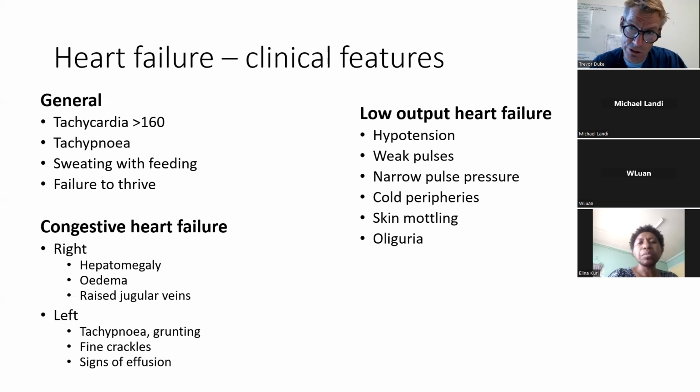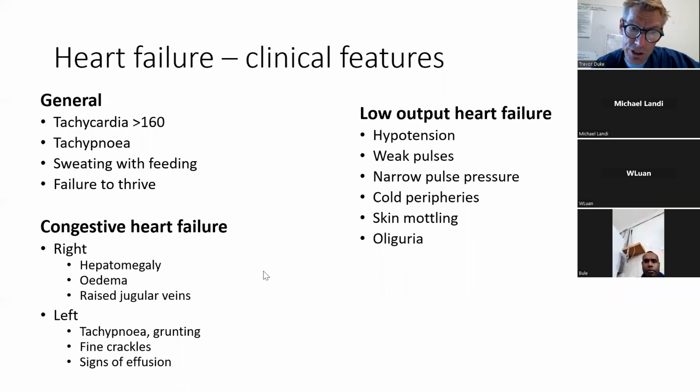But often it's a combination of both, isn't it? We see clinical signs of heart failure indicating both right and left ventricular failure and also general signs. I think it's useful to describe children in that way, so we can say whether the child has predominantly right-sided, left-sided, or biventricular heart failure. And then there's the other type of heart failure, which is low output heart failure. So one is congestive heart failure and the other is low output heart failure.